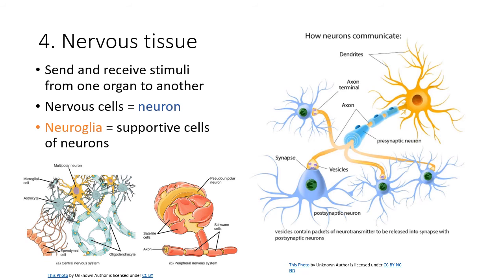You've got different types: oligodendrocytes, ependymal cells, astrocytes, Schwann and satellite cells. All these are surrounding neurons in different ways, make them conduct signals faster, or create barriers, or have other supportive functions.